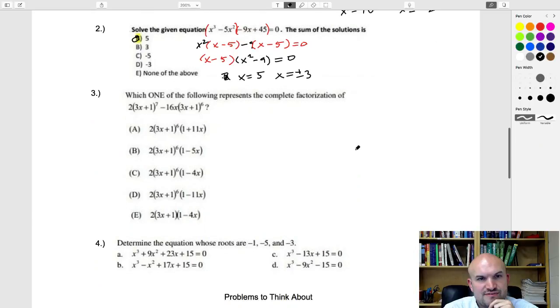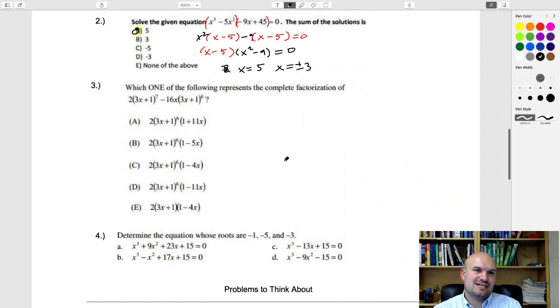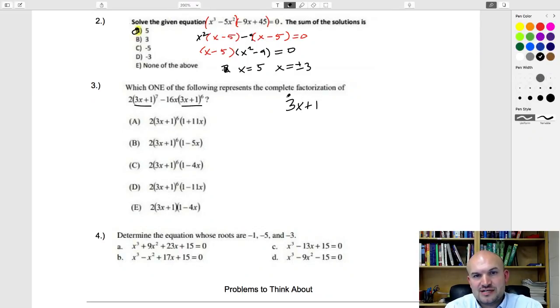Question number 3 says, which of the following represents a complete factorization of this example? Now this is actually very similar to the one that we did in class. And the main idea is just seeing that these have common factors. Right? They have a common factor of 3x plus 1 raised to the 6th power. They're not the same, but I can factor out a 3x plus 1 to the 6th power. So let's go and do that. When I factor out a 3x plus 1 to the 6th power, what's left over is a 2. I have an extra 3x plus 1, so that's going to be a 3x plus 1.